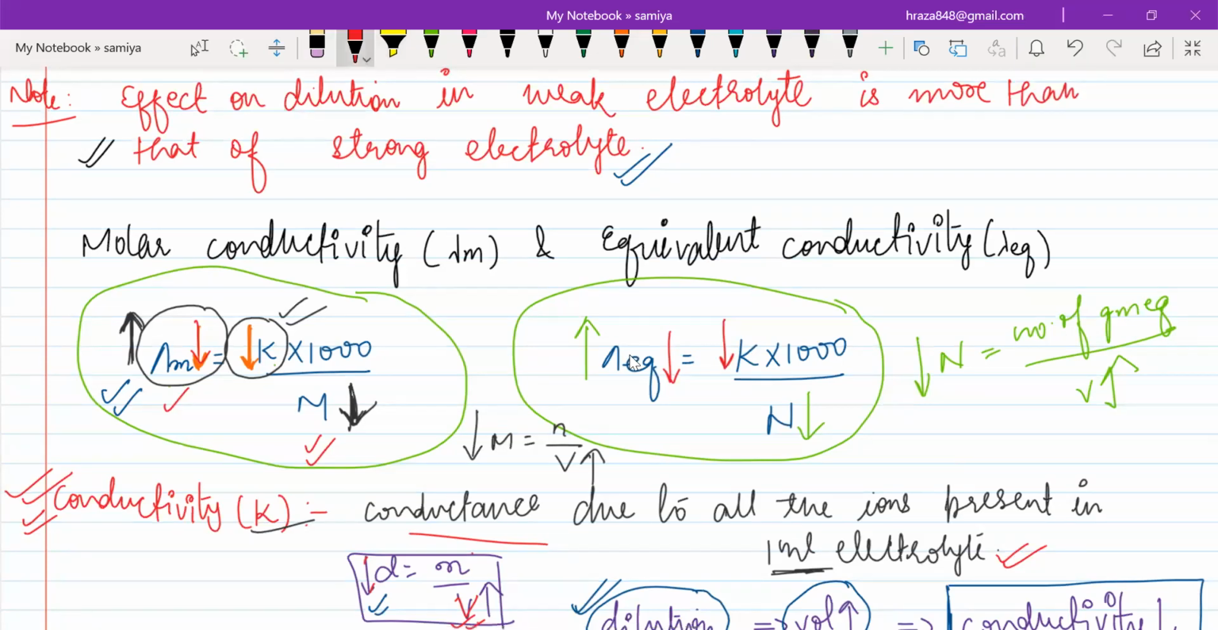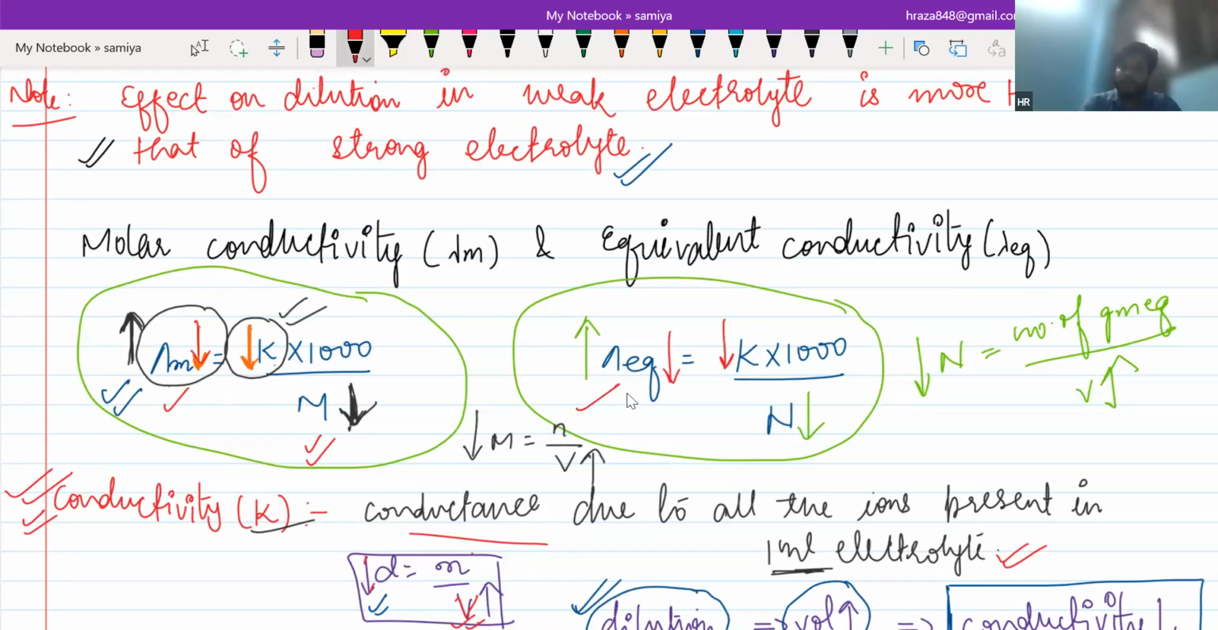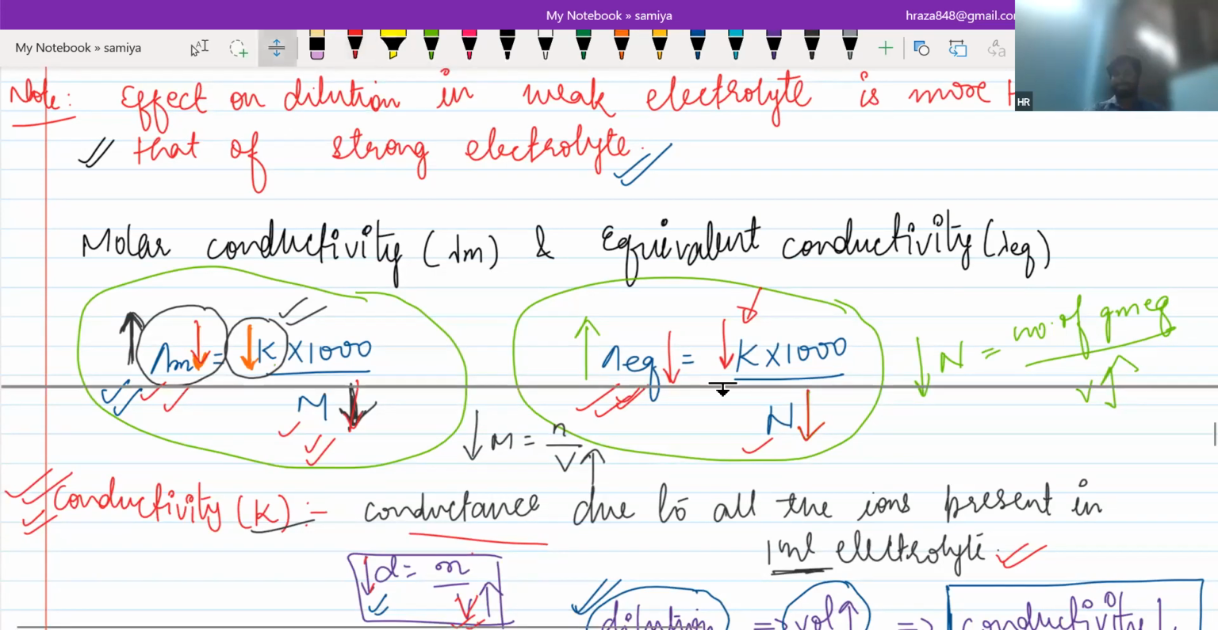Yes, sir. Now see, basically how we are going to decide whether molar conductivity or equivalent conductivity will increase or decrease. Experimentally we saw that molar conductivity or equivalent conductivity depends more on molarity or normality than on conductivity. That's why when molarity or normality decreases with dilution, molar conductivity and equivalent conductivity will increase. Is that clear? Yes, sir.